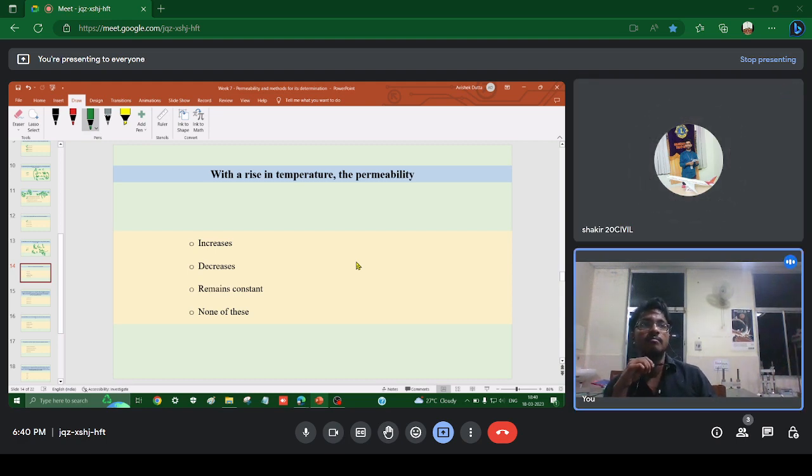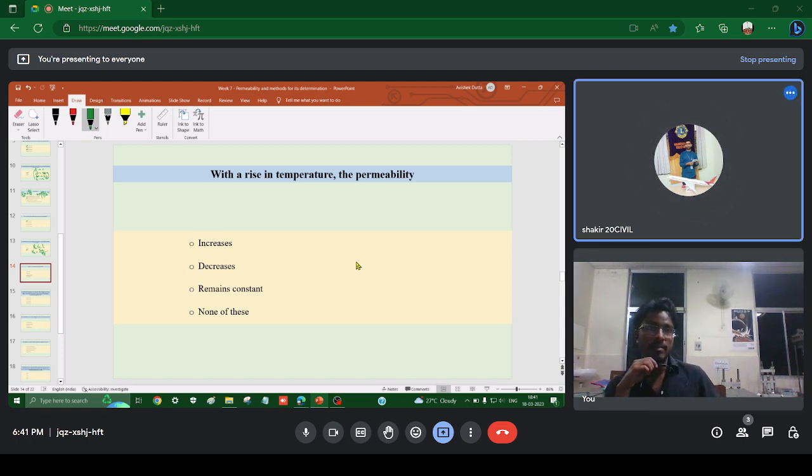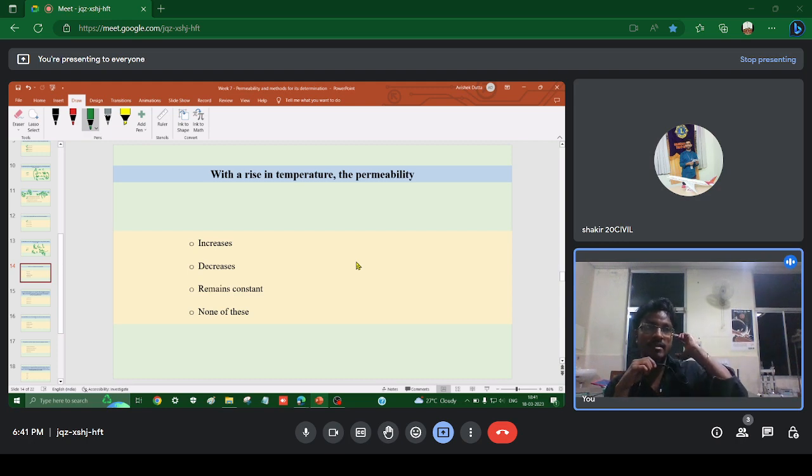This rise in temperature is going to affect the medium or the permeant. Permeant means the fluid which is passing. If there is a medium like soil and the water is passing through it, the permeant, then rise in temperature is going to affect the medium or the permeant. The medium is the soil. Will rise in temperature affect the soil particles?